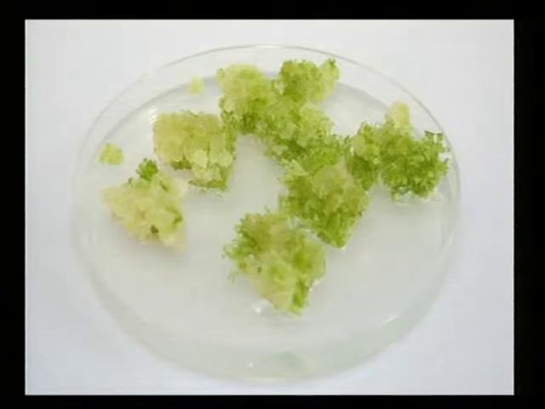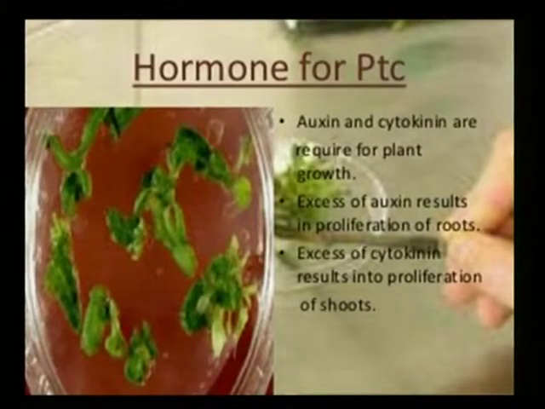Cells is called callus. After that, if we add some auxins and cytokinins to this medium, it results in the formation of shoots or roots. Observe here, in this, shoots and roots are formed.